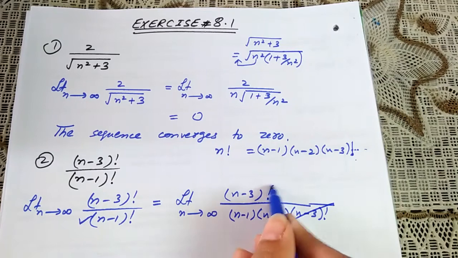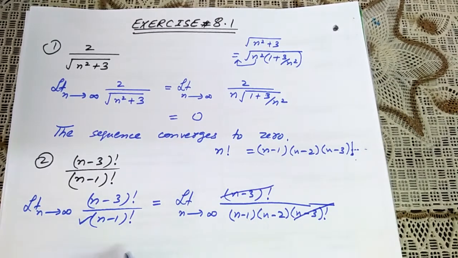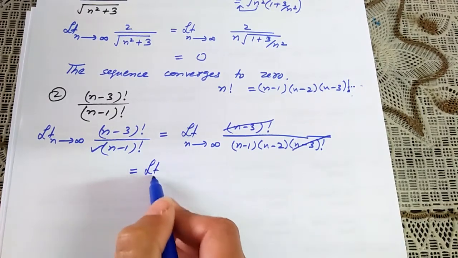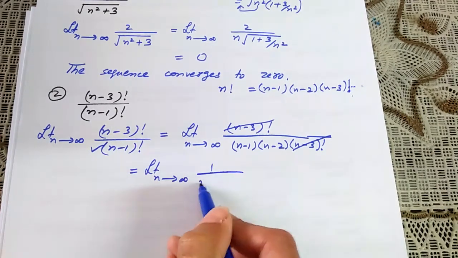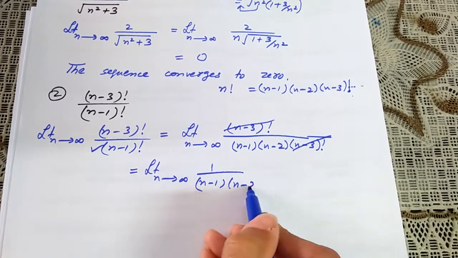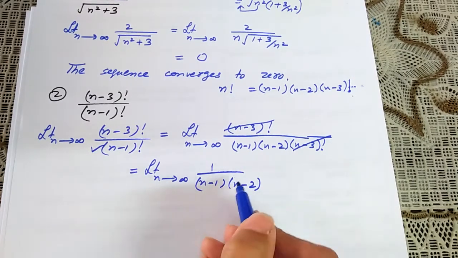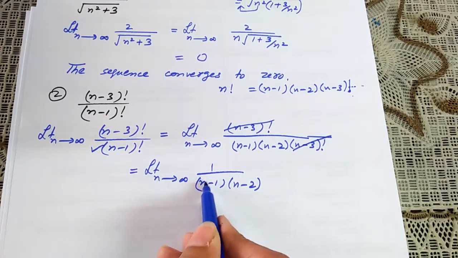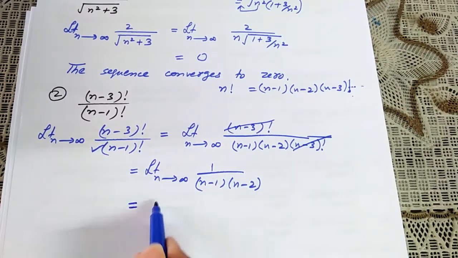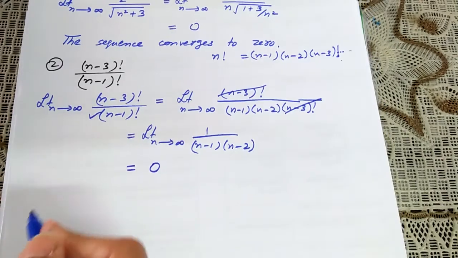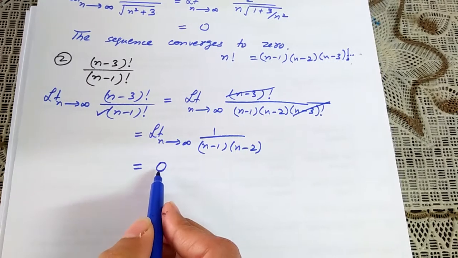Now this factorial and this factorial will cancel each other. So we will get limit n approaches infinity, 1 over n minus 1 into n minus 2. Now if we replace n with infinity, 1 over infinity will give you 0 in your answer. This is a defined answer. So our sequence converges and the limit is equal to 0.